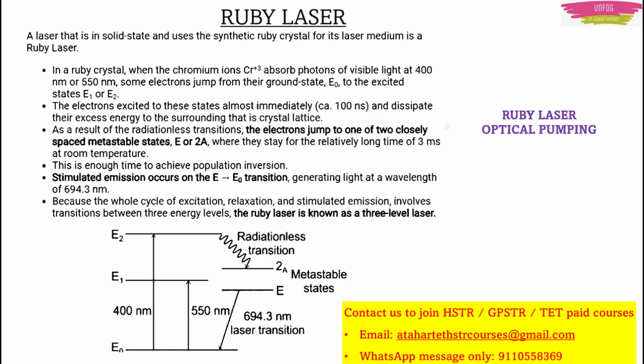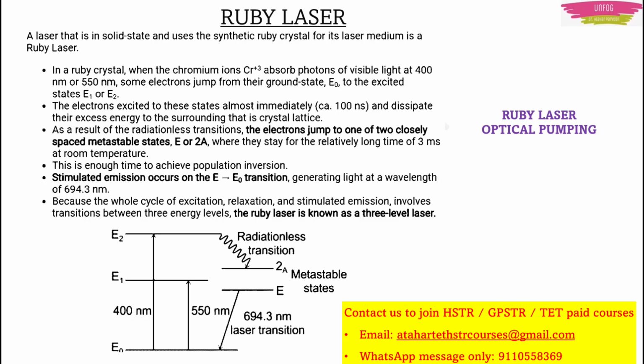Then they want to come back to the ground state, right? We will not allow them to come back to the ground state. We have metastable states, right? So those electrons will go to metastable states. Now these electrons have this energy which they have absorbed from the photons, right? They will not radiate that energy right now. They will go to the metastable state.